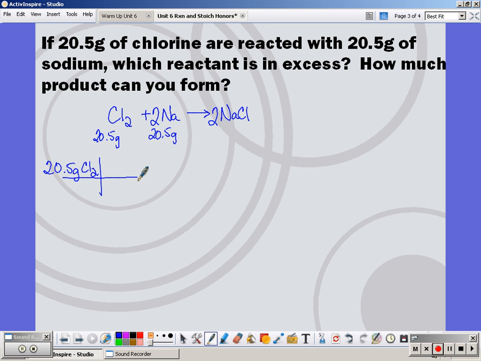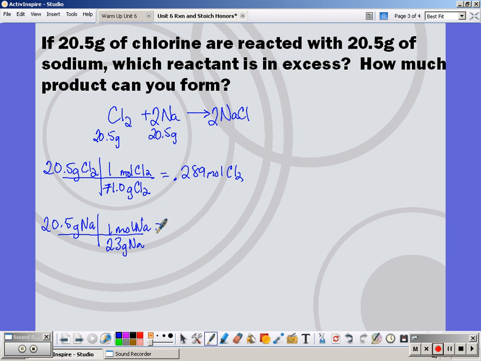In our first example, we were already given moles. So the molar mass of chlorine, and since I have 2 of them, 35.5 twice, is 71.0 for every 1 mole. So that gives me 0.289 moles of chlorine. We're going to do the same thing for the sodium. Molar mass of sodium is 23. And that gives us 0.891.